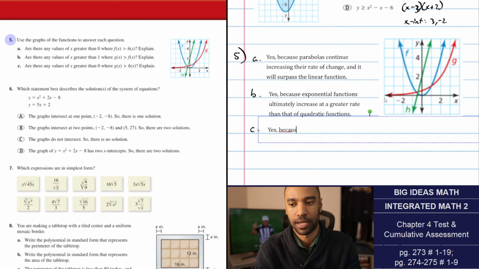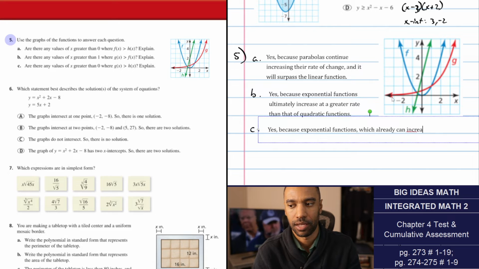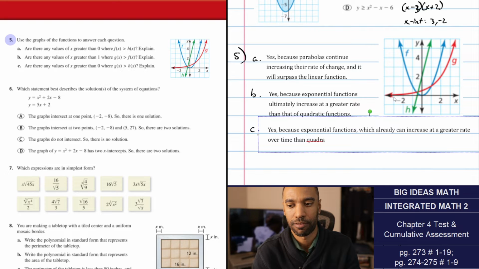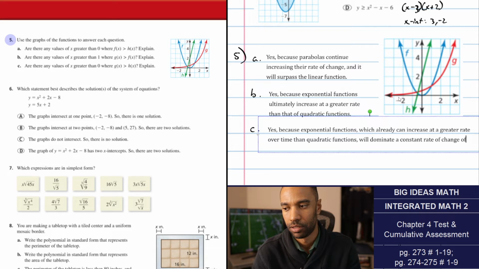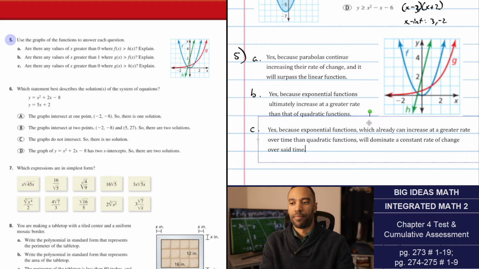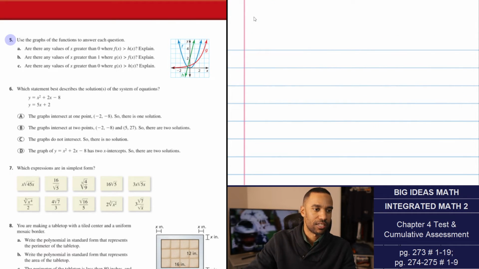So yes, because exponential functions, which already can increase at a greater rate over time than quadratic functions, will dominate a constant rate of change over time. So yeah, I don't know if my explanation is great, but it's really C, A, and B. Because A and B are yes, C is going to have to be yes for that same reason. All right, number 6. It has 4 parts.